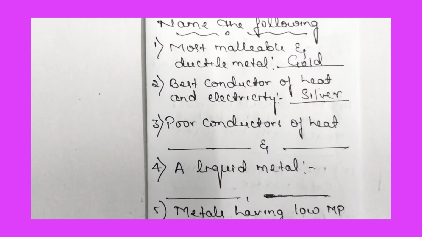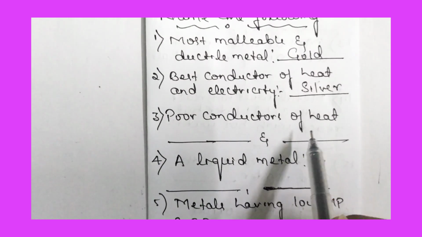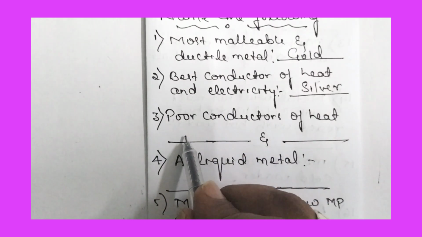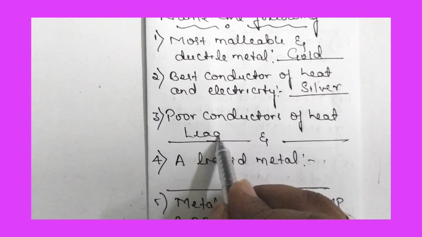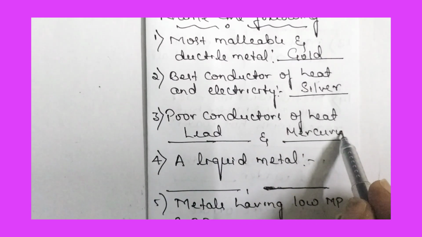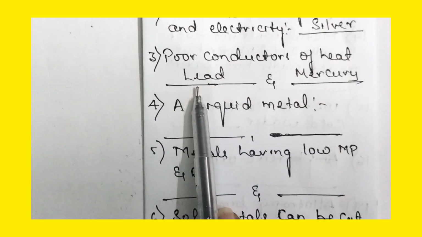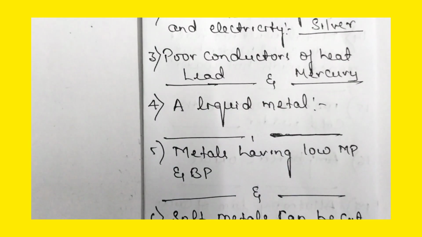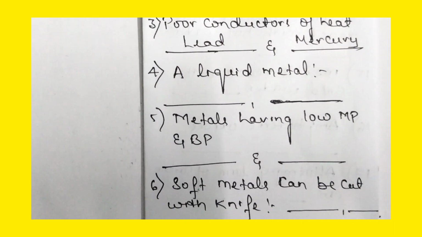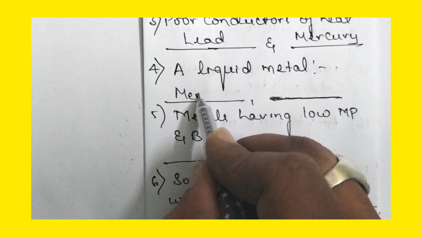Then coming to the third question, which are the poor conductors of heat. The poor conductors of heat, one is lead, another one is mercury. So lead and mercury are poor conductors of heat. Now let us go for the fourth question, a liquid metal. So the liquid metal is mercury.